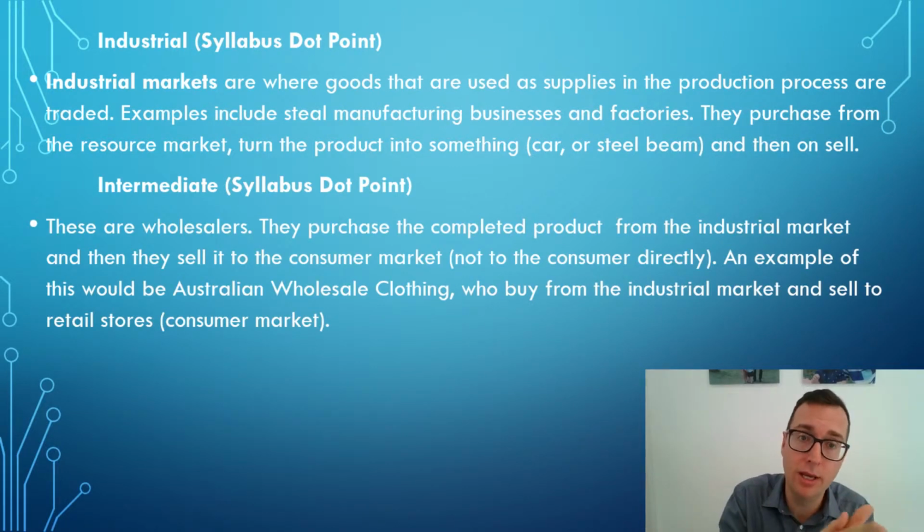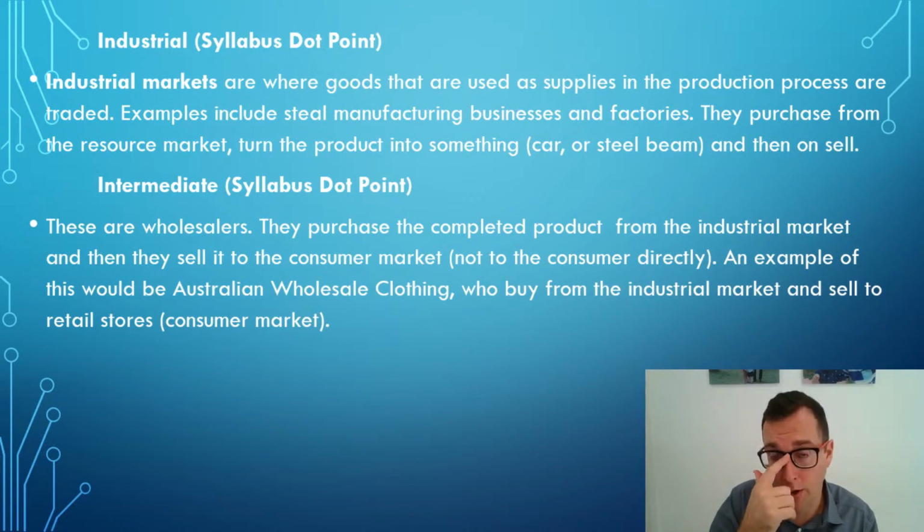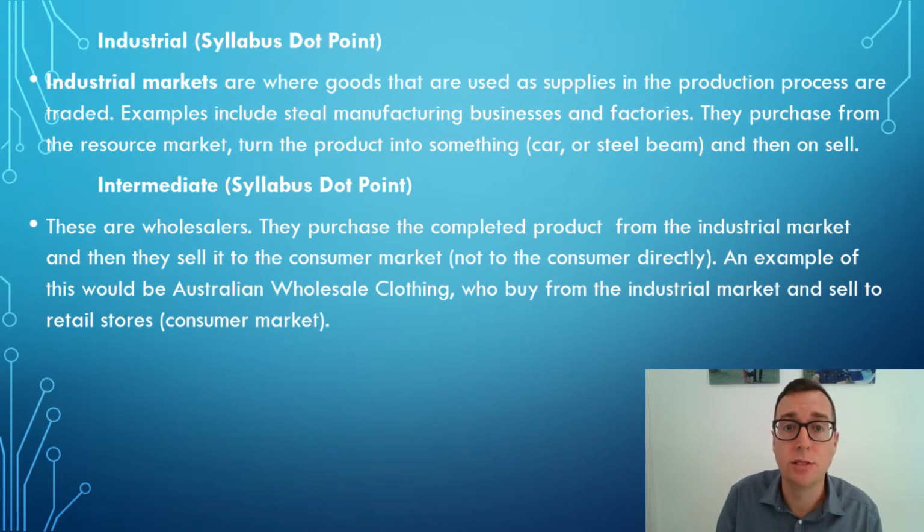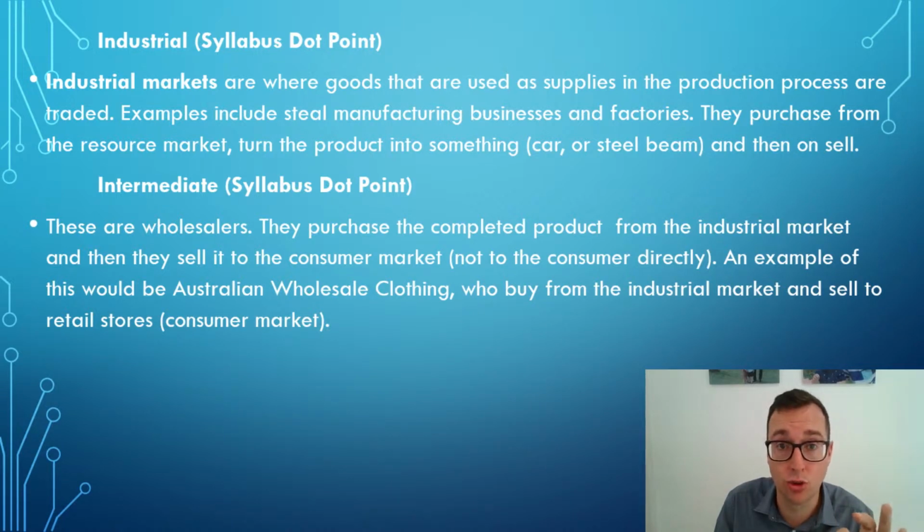Intermediate, what's that? Wholesalers. Intermediate equals wholesalers. But for most of you guys, you don't quite know what that is. So I will explain. These are businesses that purchase the completed product from the industrial market and then sell it to the consumer market, not directly to the consumer. An example of this, of an intermediate market or a wholesaler, would be Australian Wholesale Clothing, who buy from the industrial market and sell to the retail consumer market.